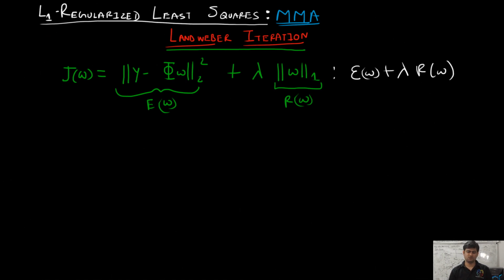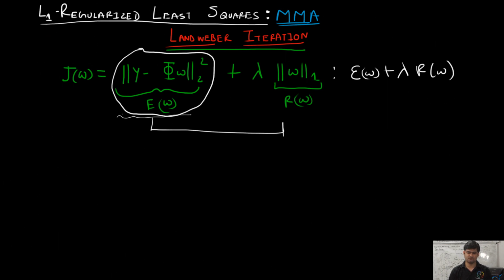Now, to minimize this loss function, first we can learn how to minimize the first term, and then we will try to minimize a combined loss function, which will derive the ISTA algorithm for us. So first we'll consider the minimization of the first term in the loss function, which is E of w. This results in an iterative algorithm using MM, which we call Landweber iteration. So now we'll see what it actually is.